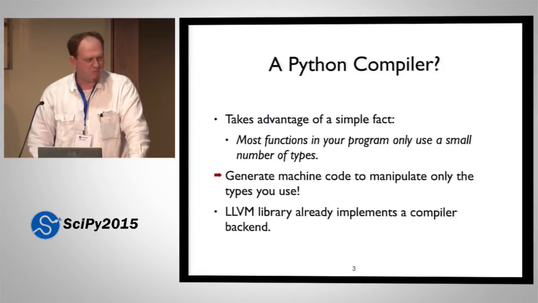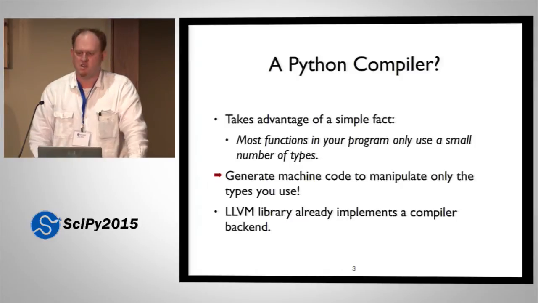So the nice part is that implementing a Python compiler has become much easier because the LLVM library, which you may know from Clang that Apple uses now on all of their platforms, already implements a compiler backend. And so all Numba needs to be is the compiler front end.